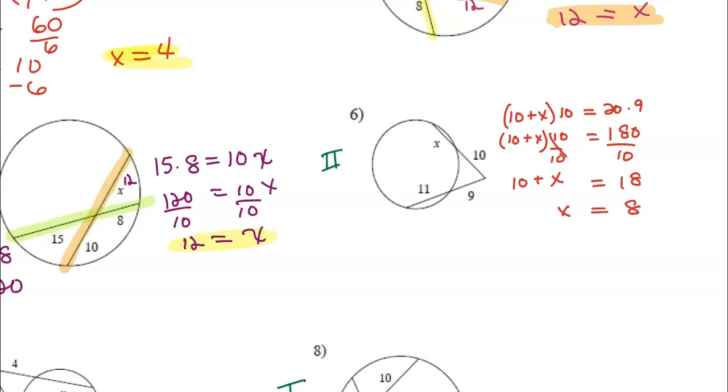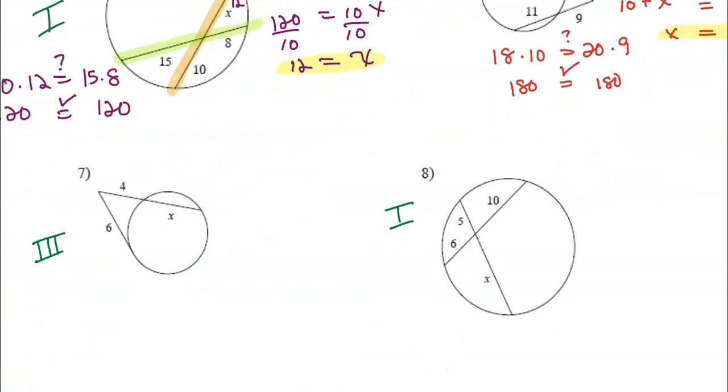And let's check to make sure this works. Here's my answer, but I still need my check. So now we're going to do the check. I'm going to plug in the 8 over here, and is it true that 18 times 10 does equal 20 times 9? 18 times 10 is 180, and 20 times 9 is also 180, so that checks, and we're good. Okay, 2 more problems.